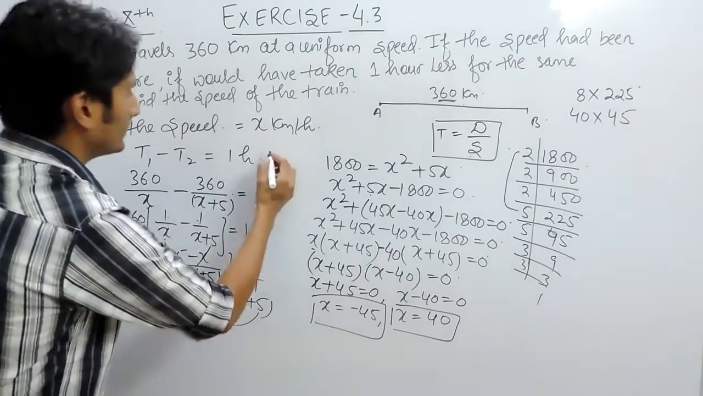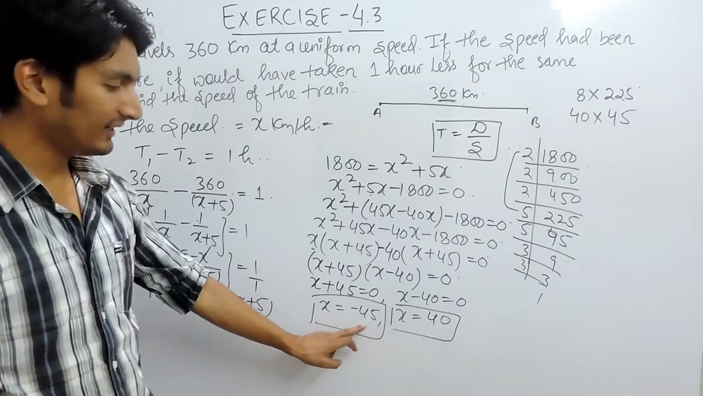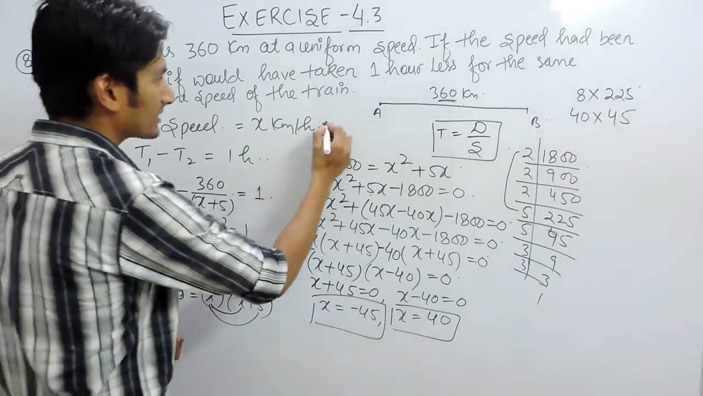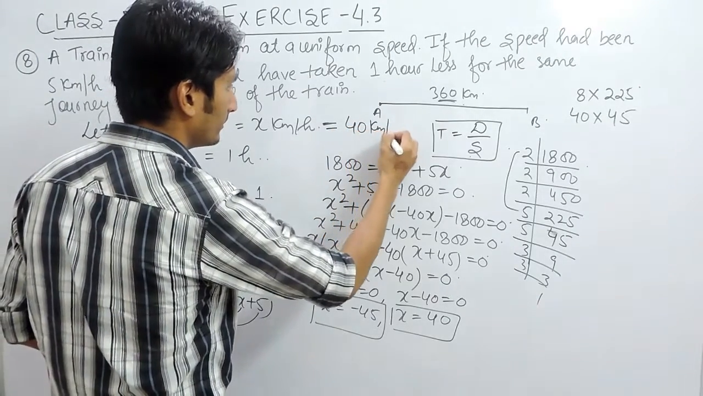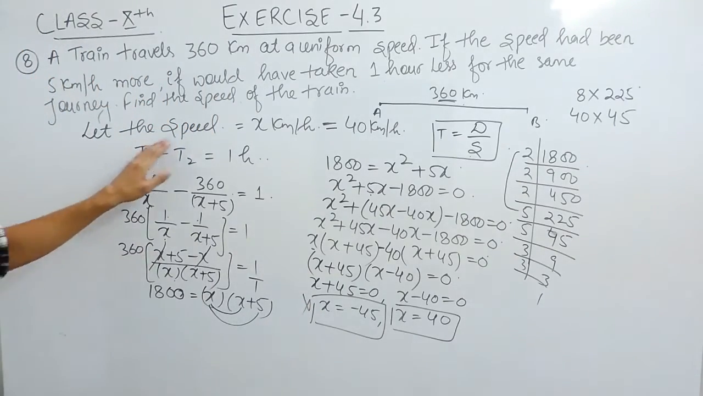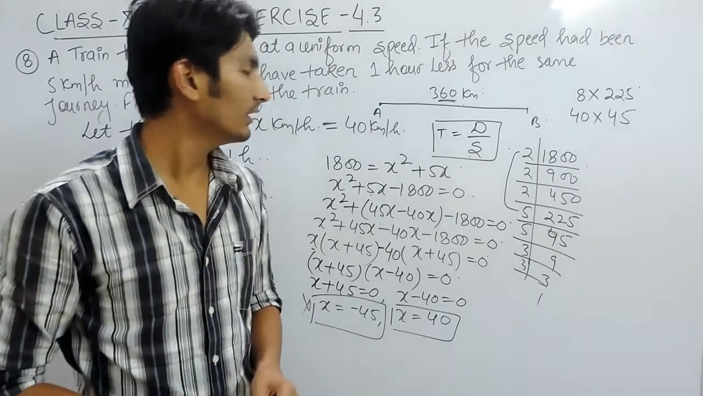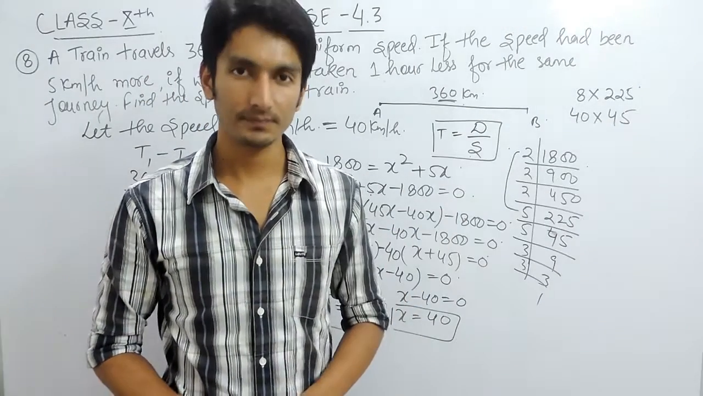x is basically the speed of the train. So the speed of the train cannot be negative. So we will take the value of x as 40 km per hour. We will ignore the negative value. So clearly the speed of the train must be 40 km per hour for this particular question. Thank you.